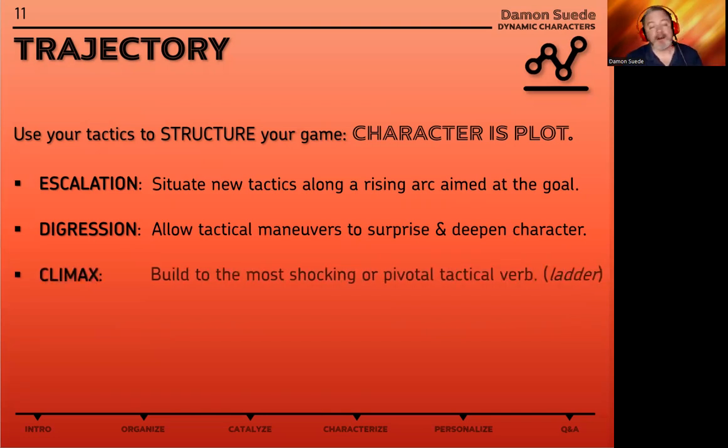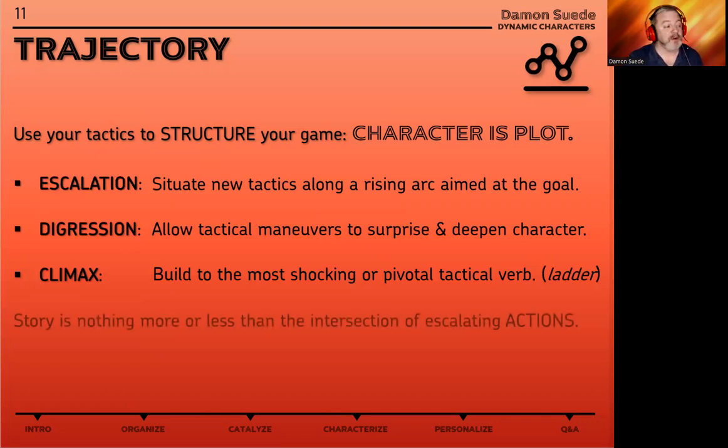Then finally, climax, right? You want to build to whatever the most shocking or pivotal tactic is, because you want to leave them with a bang. You want that big payoff. The word climax actually means ladder or staircase in Greek, right? So you can think of the tactics as rungs on the action ladder. You are building all of those tactics so that the character is always aligned, so that that action is at the core of everything that they do in the course of the game.